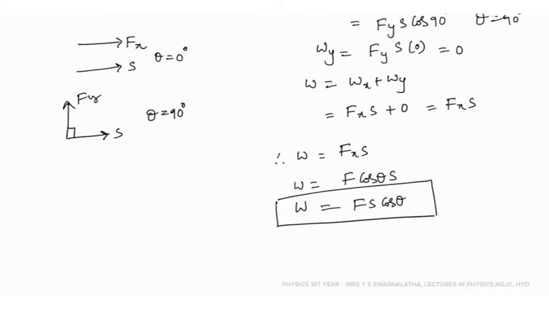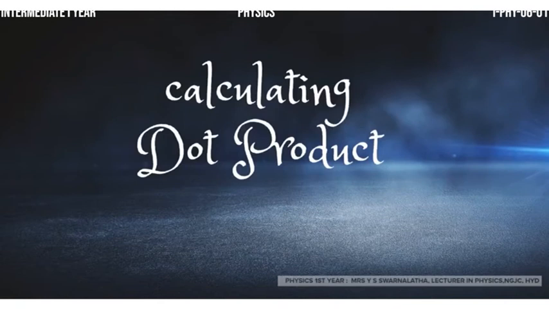So whenever a force acts at some angle to the displacement, only the horizontal component does the work. F cos theta will be doing work and F sin theta will not be doing any work. This is only applicable as long as we are talking about a force which is constant in magnitude. So we can apply this formula only when the force is constant. W is equal to F.